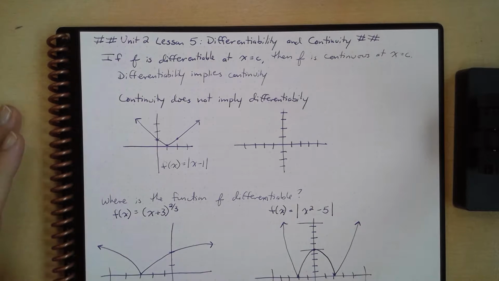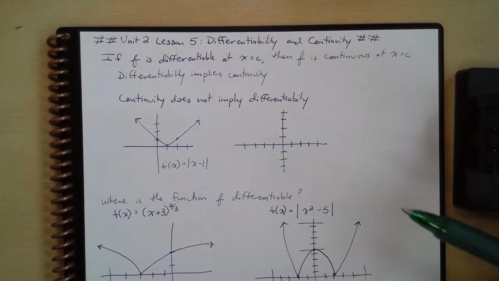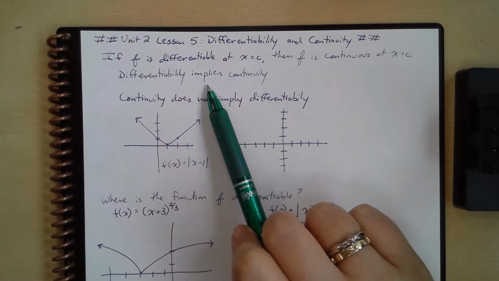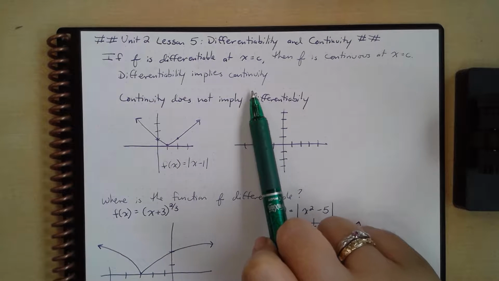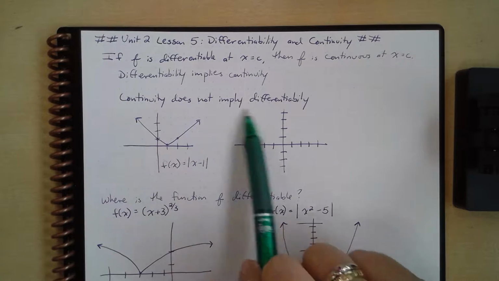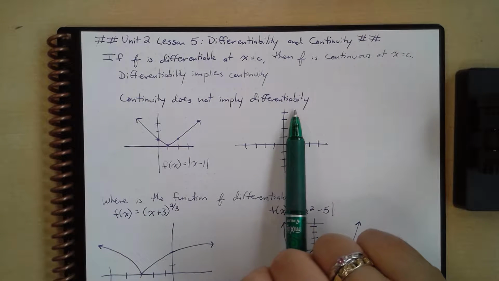Continuity and we talk about derivatives, we have a kind of a definition here about differentiability and continuity. It says if f is differentiable at x equals c, then f is continuous at x equals c. So basically, differentiability implies continuity. If it's differentiable, then it's continuous. But in the opposite way, continuity does not imply differentiability. Let's actually see that in action.